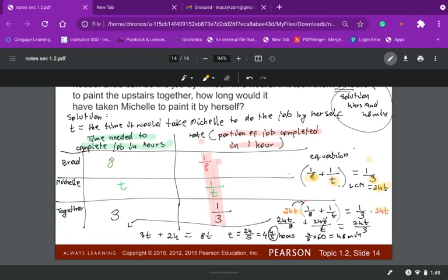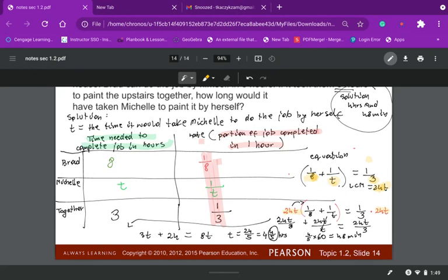And we end up with t equal 24 over 5 hours. And I was trying to be more specific here, so I converted 4 over 5 hours into minutes. That's why I multiplied that by 60. And that gave me 48 minutes. So 4 hours, 48 minutes it takes Michelle to paint the house by herself.